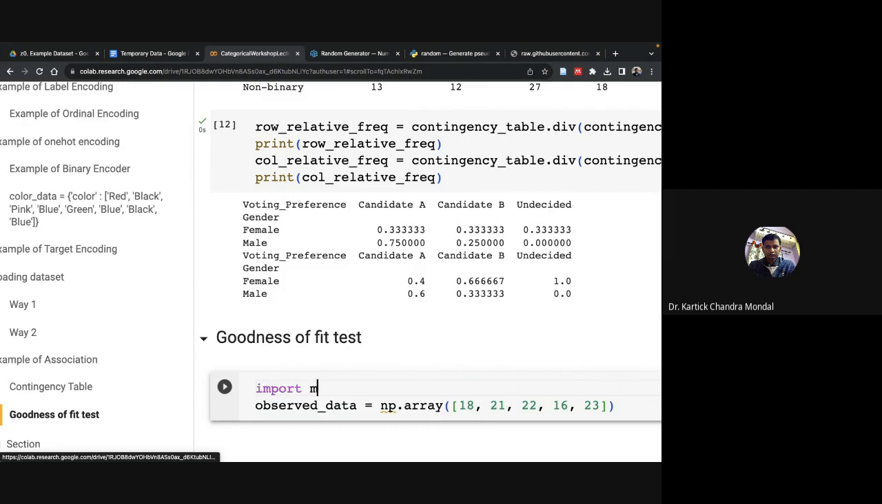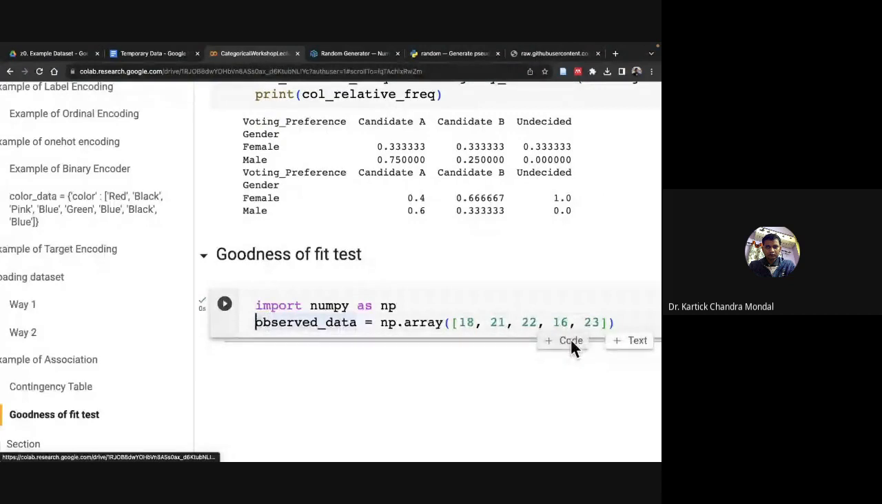Import numpy as np. Now create the data set. The observed data set is created for a sample size of 5.